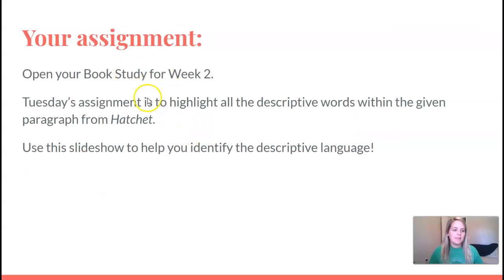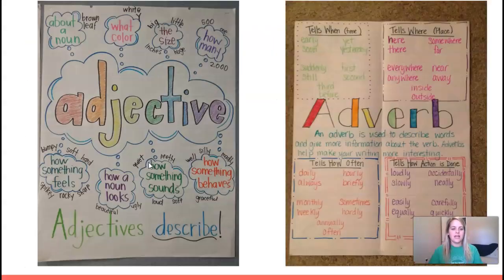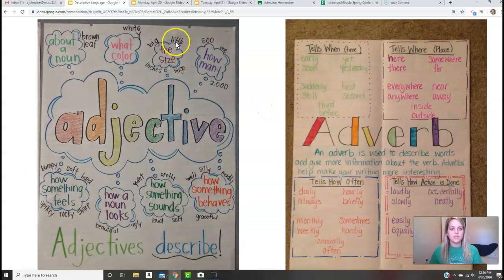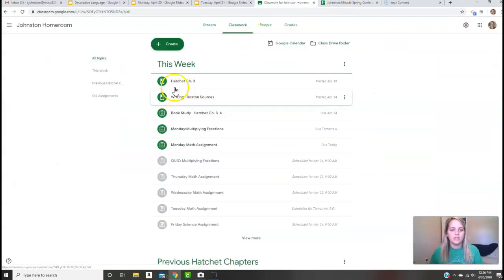All right, so your assignment is going to be to open book study week 2. Your Tuesday assignment is to highlight all the descriptive words within the given paragraph from Hatchet. And I would recommend using this slide here. So once you have your assignment ready to go, come back here and pause it, I'll end on this slide. But let me show you your assignment really quickly.